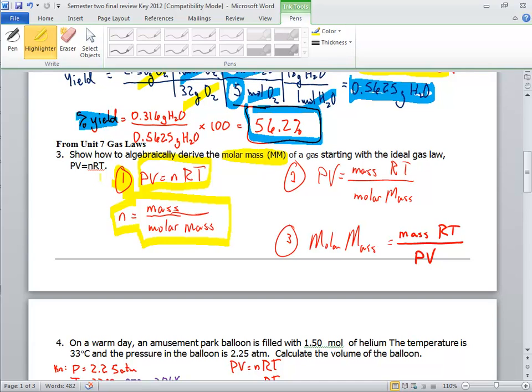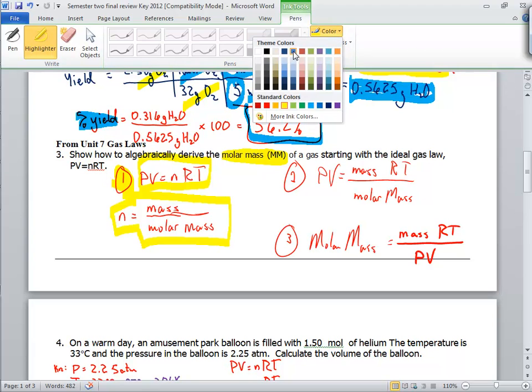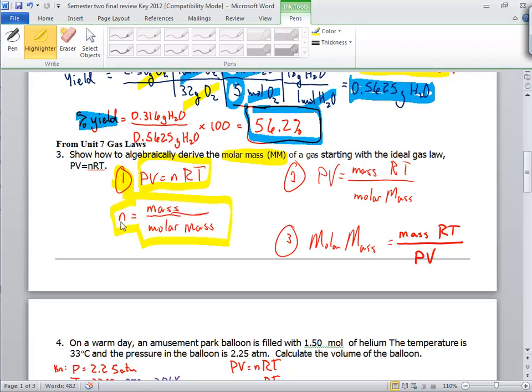Now the second step is simply to combine those two equations. We're going to combine those two equations by taking this and writing it right here where the n was, just substituting that in. And that gives us mass divided by molar mass that we just wrote in here. PV equals mass times R times T divided by molar mass.